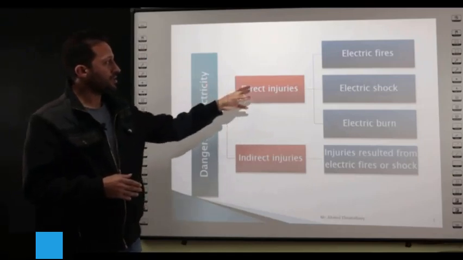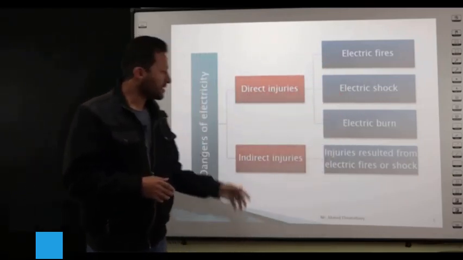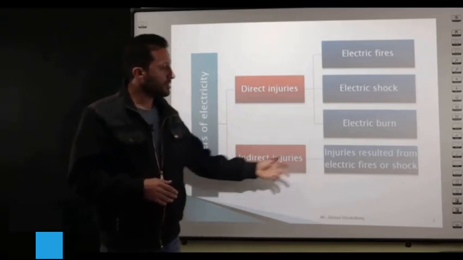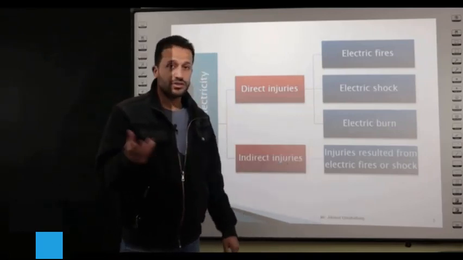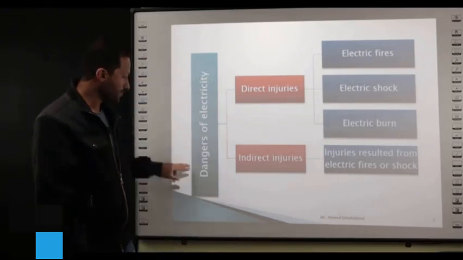Okay, direct injuries are like electric fires, electric shock, and electric burn, while indirect injuries are like the injuries resulting from electric shock or electric burn.